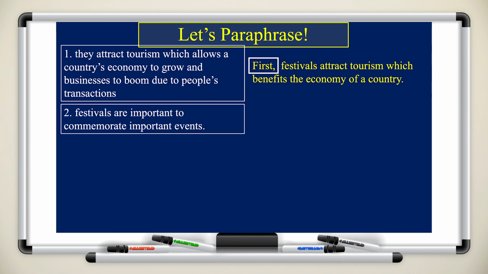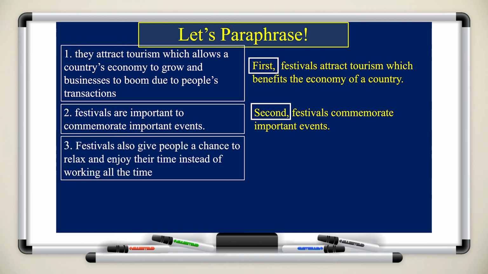Idea number 2, festivals are important to commemorate important events. Let's paraphrase it. Second, festivals commemorate important events. Now, notice that we paraphrased the idea or the sentence, but we maintained its original meaning. So don't change the meaning, just change the words in your own style.